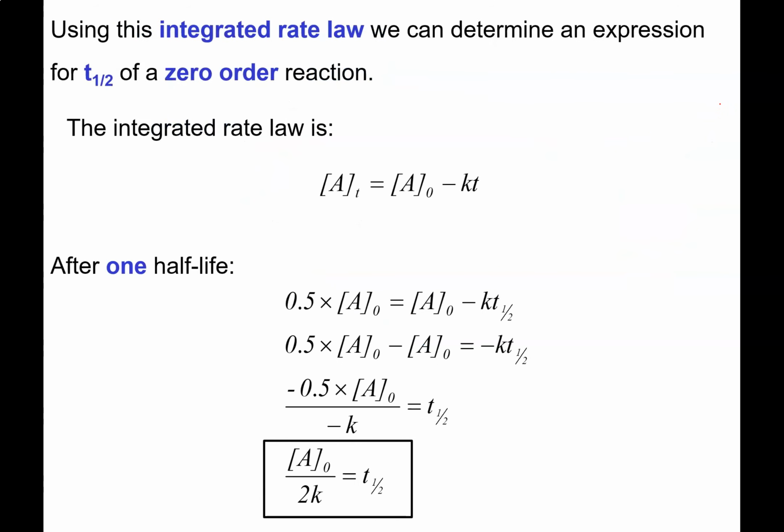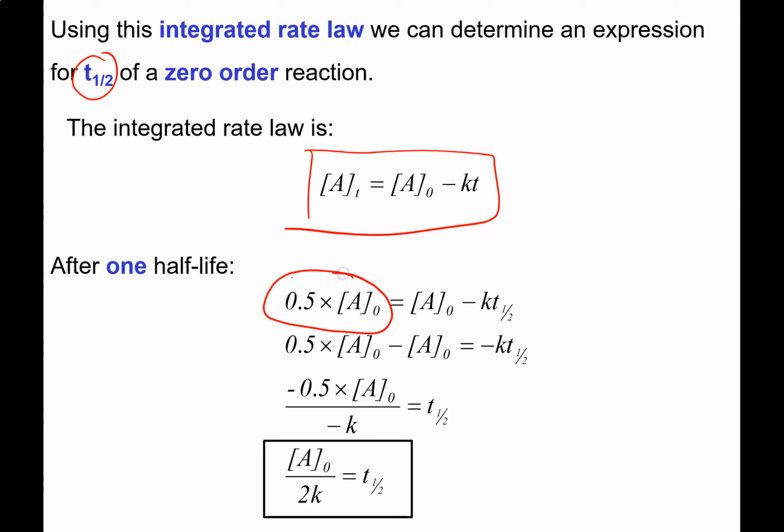Okay. So similarly, we can take what we did before, take the integrated rate law for a zero order process and derive an expression for the half-life. Remembering that after one half-life, the amount of substance will be half of the original amount, we can go through here, collect the concentration terms on one side, and then if we divide through by minus k, we get our expression for the half-life.